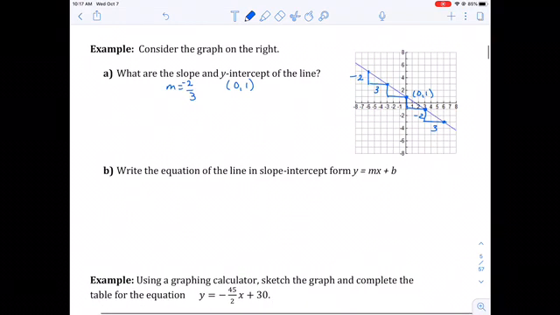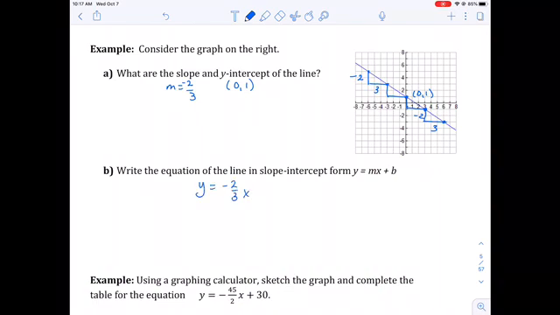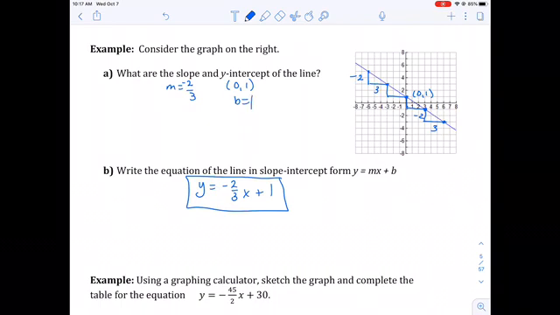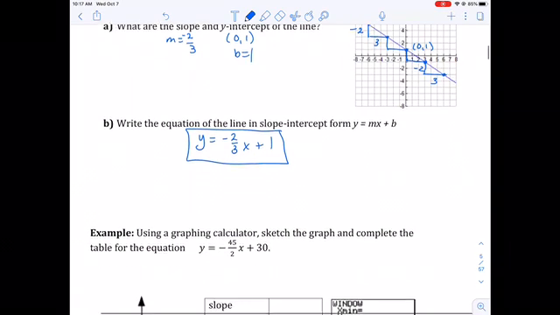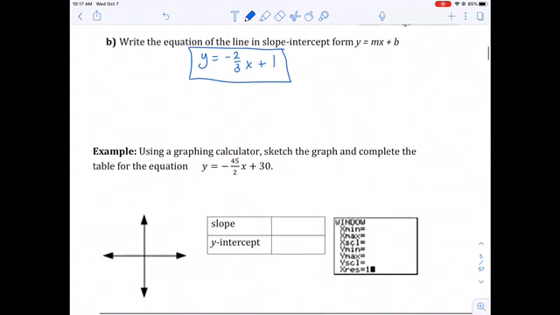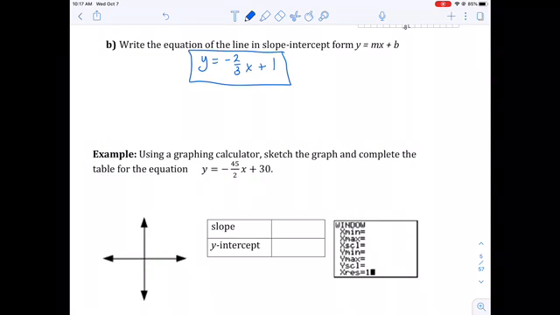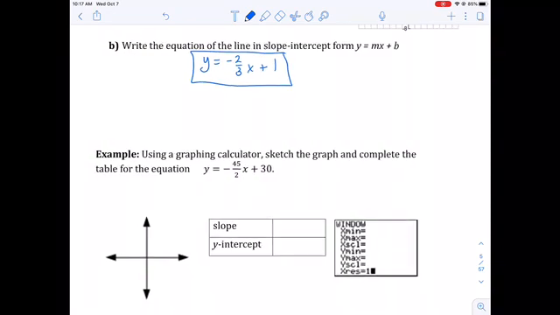What is the equation in slope y-intercept form? It would be y equals -2/3 x plus 1. Okay, we're just putting those values in where they belong. Our b value there is 1. And the last thing here says use a graphing calculator. Using a graphing calculator, sketch the graph and complete the table for the equation.